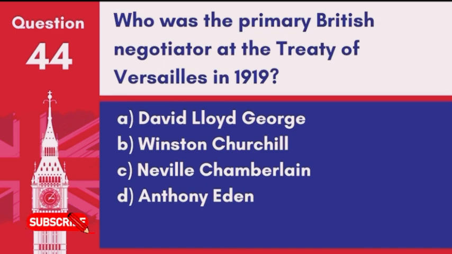Question 44. Who was the primary British negotiator at the Treaty of Versailles in 1919? A. David Lloyd George. B. Winston Churchill. C. Neville Chamberlain. D. Anthony Eden. Answer: A. David Lloyd George. David Lloyd George was the primary British negotiator at the Treaty of Versailles in 1919, playing a key role in the peace talks that ended World War I and reshaped Europe.